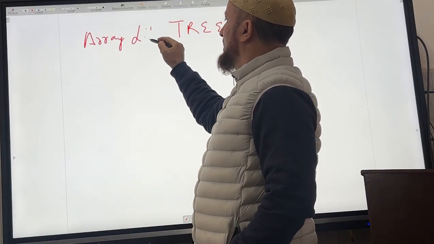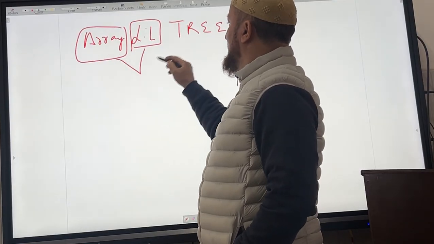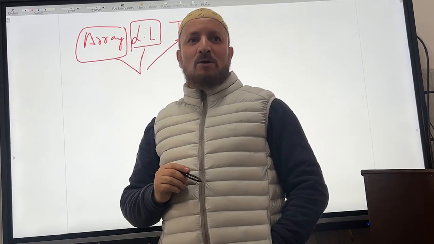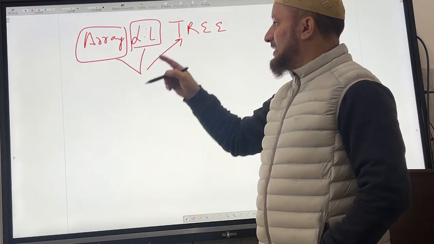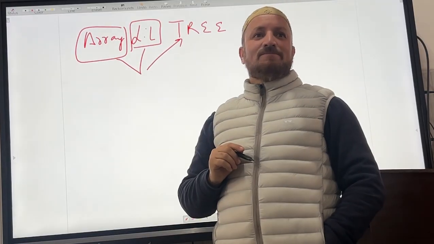What we have seen prior to the trees, we have seen the arrays and we have seen the linked list. There were two guys here, and if we have two guys here, why the heck do we have the trees now? Okay? So basically, trees take advantage of both of these data structures.